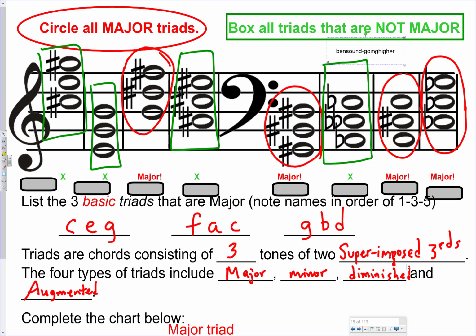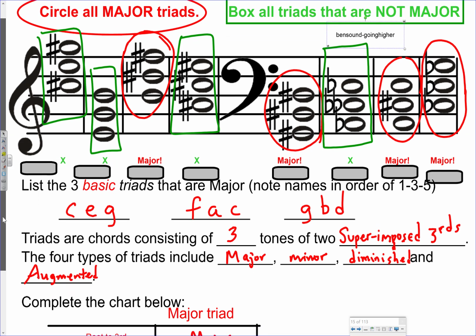Okay, college, this concludes our video on major triads. Our next video will be on minor triads, where we have to identify some that we see and construct some given the root, third, and the fifth. A quick review of major triads. The three basic triads that are major are note names C E G, F A C, and G B D.